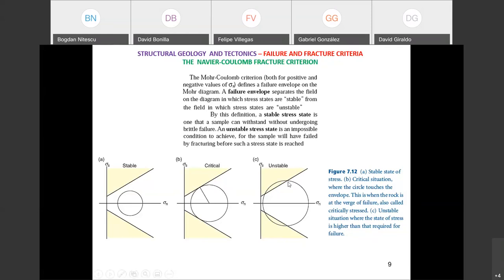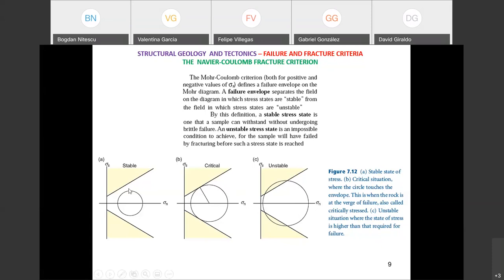Now, this is called an unstable state of stress, if the Mohr circle crosses the line. This is the angle, two theta, in the Mohr space. In the physical space, half of this angle represents the angle of the plane relative to sigma three. Anyway, this is not possible, unstable, because once it gets to critical, the rock fails. It is an impossible condition to achieve, because it would mean that the rock didn't fail. We are talking about natural law.